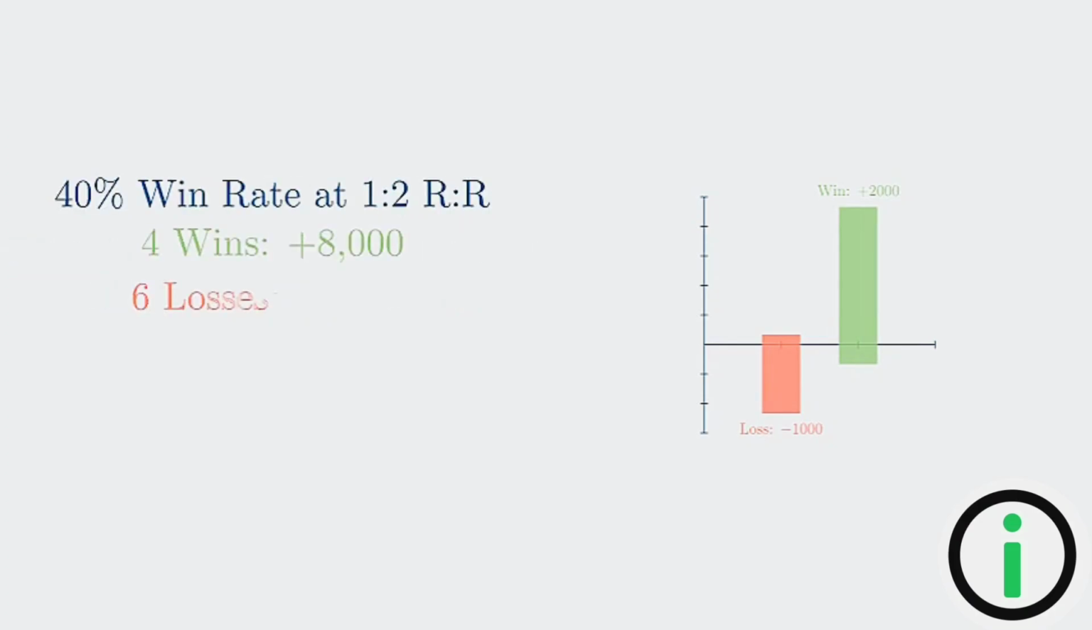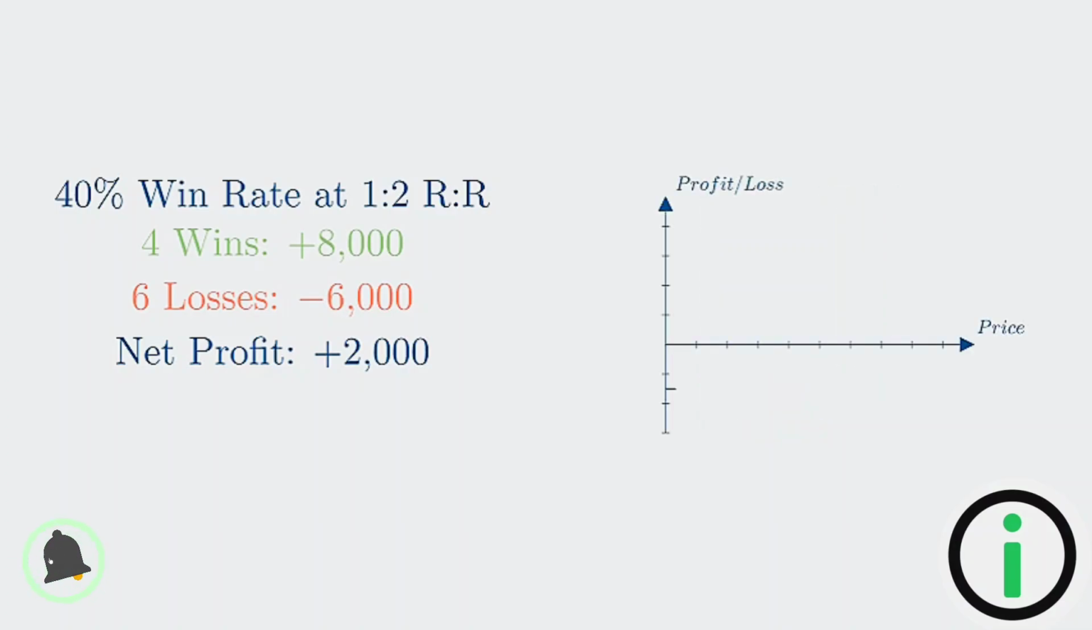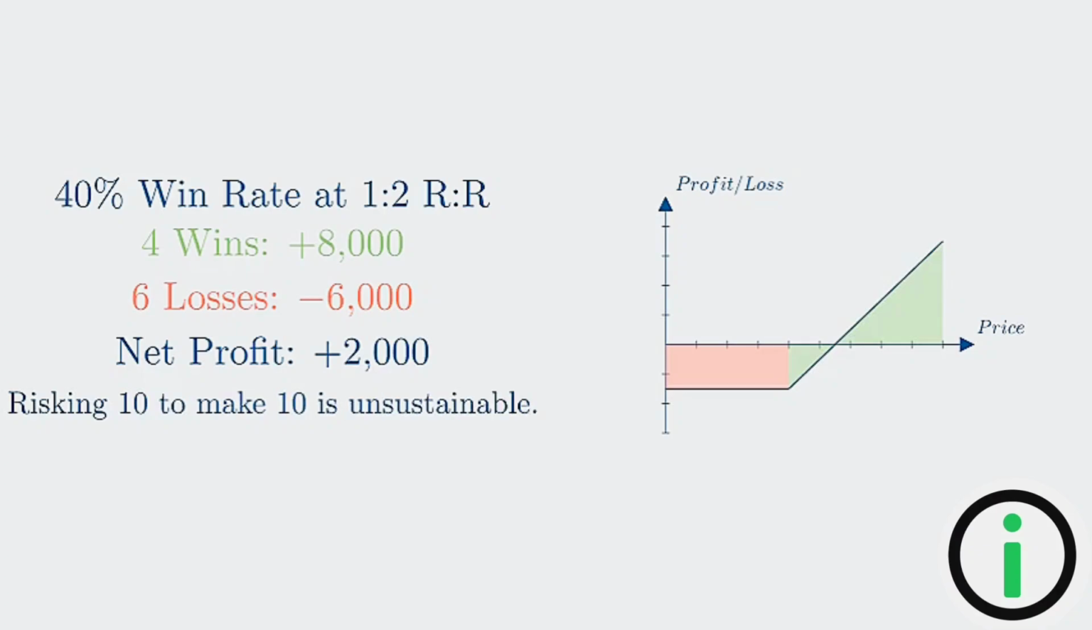With a 40% win rate at a 1 to 2 ratio, 4 wins bring you 8,000, while 6 losses only cost 6,000. You still end up with a net profit of 2,000. Take a moment to look at this payoff diagram. The goal is to ensure the upside potential significantly dwarfs the downside risk. If you take trades where you risk 10 points to make 10 points, you have to be right almost every single time just to cover your brokerage fees.